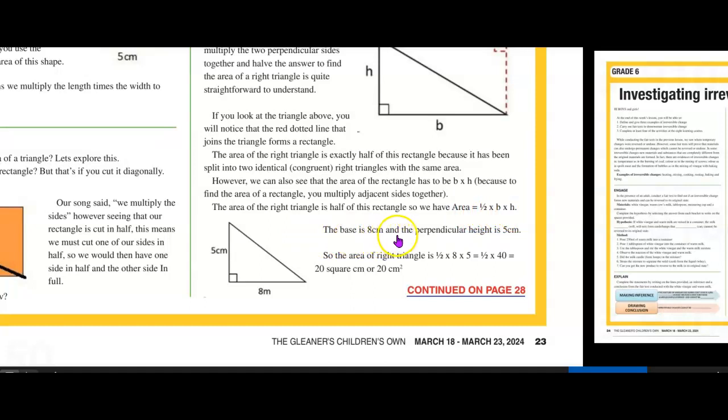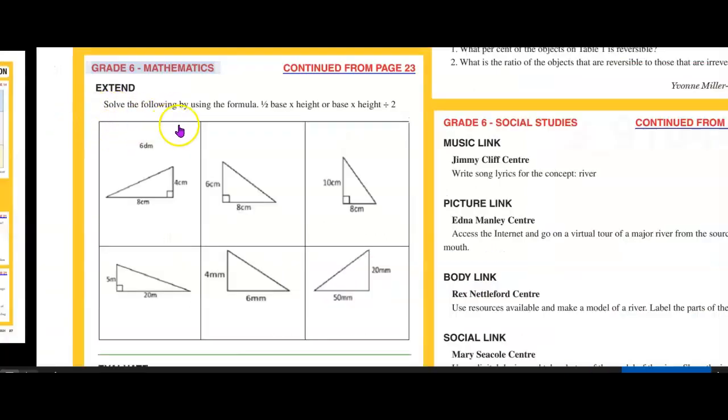If the base is 8 centimeters and the perpendicular height is 5, the area then would be half of 8 multiplied by 5, which would be 8 times 5, 40, and a half of 40 would be 20 square centimeters. So let's do a few of these examples here.